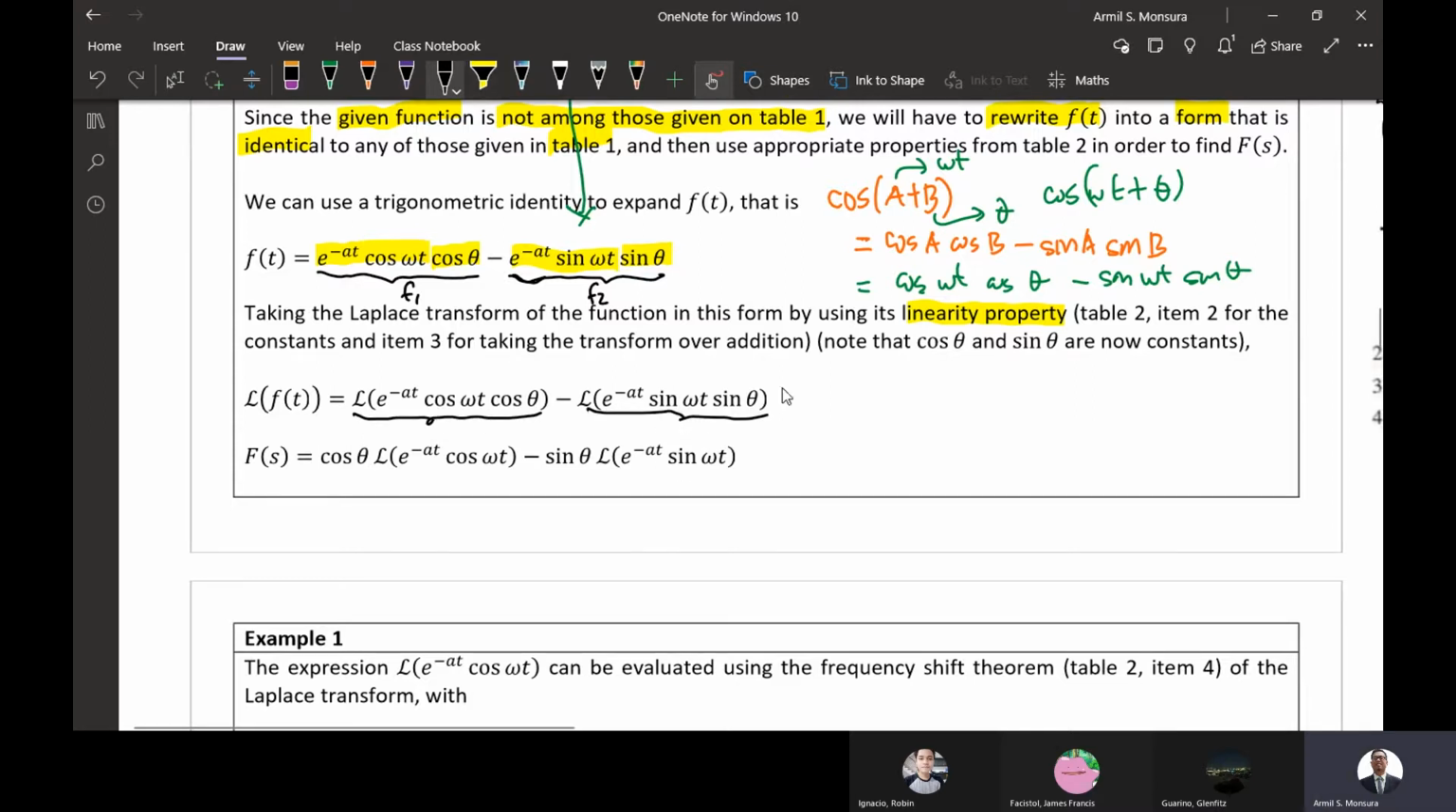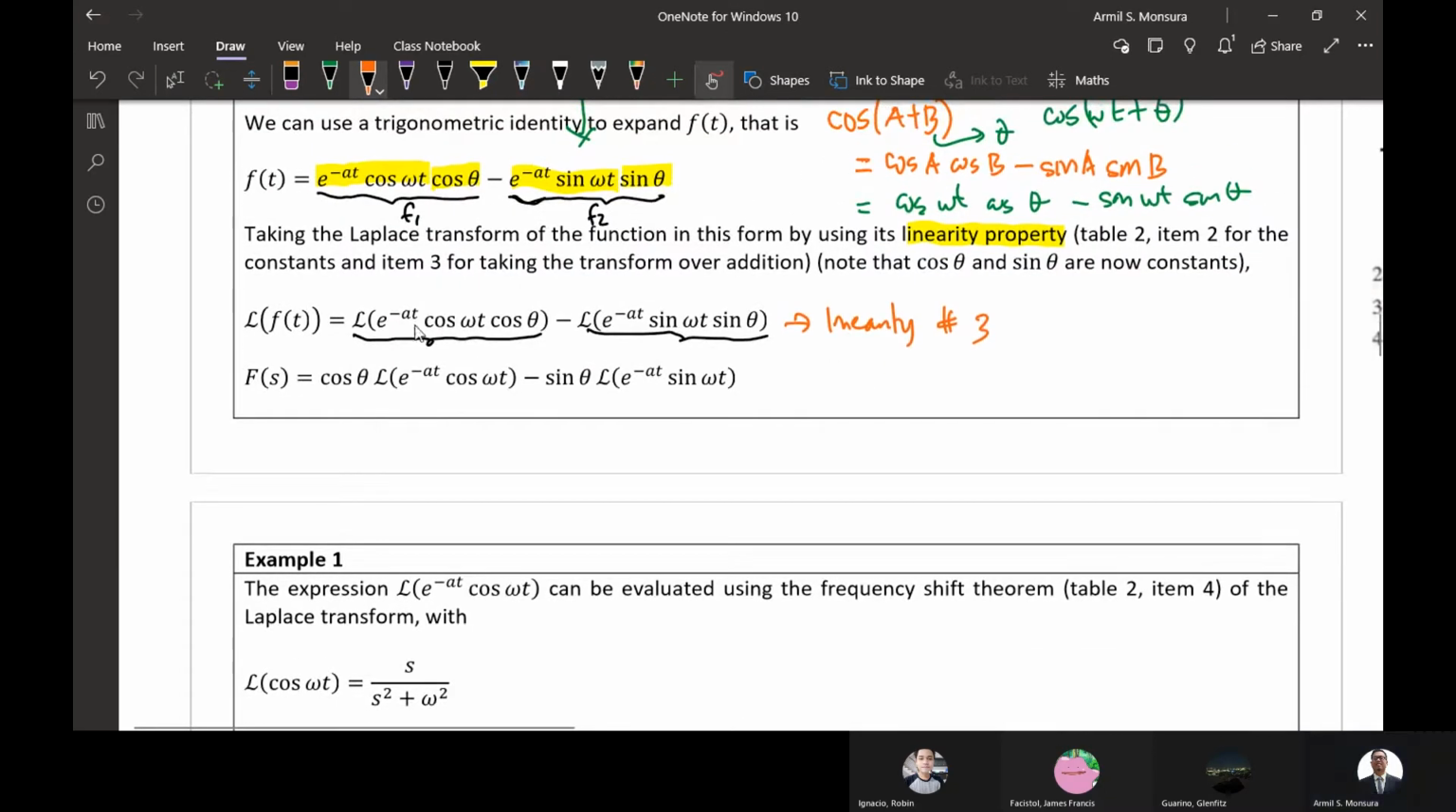So dito ginamitan natin siya ng linearity. Linearity number 3, which talks about sum of functions. Okay? Now next, dun sa kukunan nyo ng Laplace transform, itong cosine theta, this cosine theta here, tsaka itong sine theta na to, those are constants. Kasi nga sinabi na natin kanina na yung theta is a constant, therefore cosine theta is a constant. Sine theta is a constant. Okay, so this is now K, say K1, and this is K2.